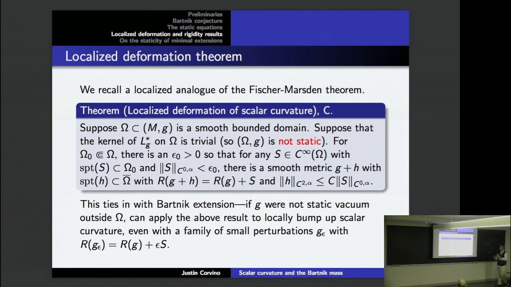It's not a global conformal method. It's a localized perturbation. And that connects: you can let S be a small positive function, so if it's not static, you can push up the scalar curvature a bit. Of course, you can do this for any epsilon smaller than the given bound. So you can have a family of small perturbations that bring a little bit of matter additionally into your space if it's not static. That's the relation to the Bartnik problem.